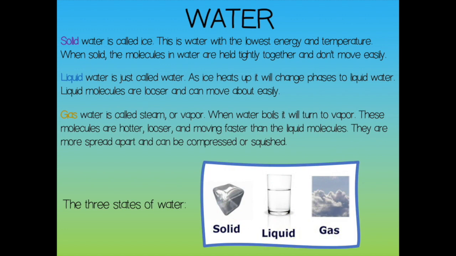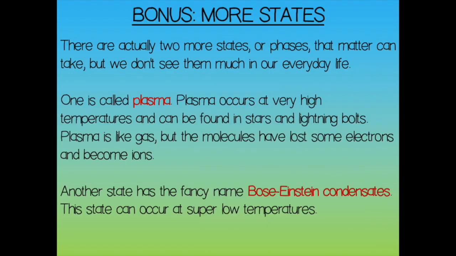Here are the 3 states of water: solid, liquid, gas. Again, solid is ice for water. Liquid, we just call it water. And in its gas form, it is steam or vapor. You should recognize some of these as our water cycle when we looked at how water changes throughout the water cycle. Here's a bonus for you: more states of matter.